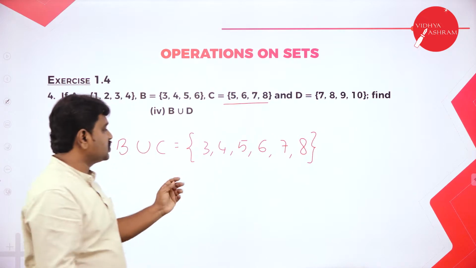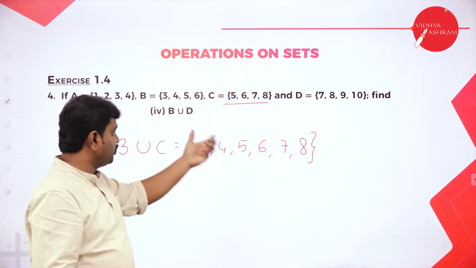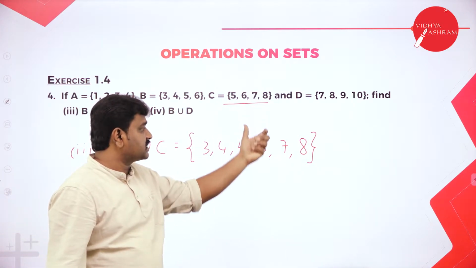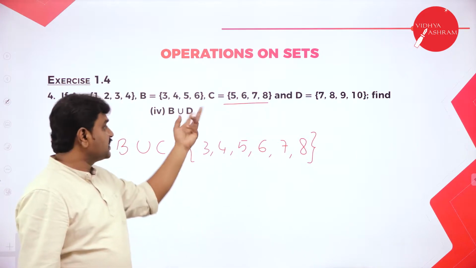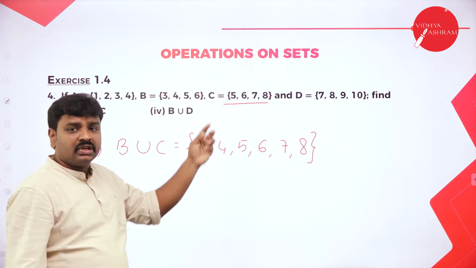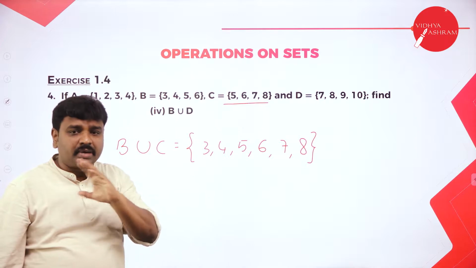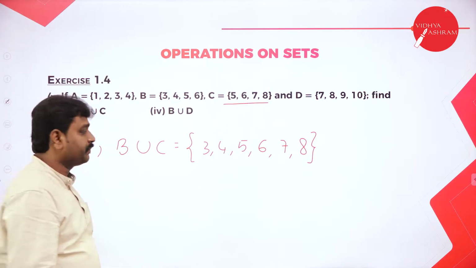So B union C is what? 3, 4, 5, 6, the elements of B, and 5, 6, 7, 8, the elements of C. So 5, 6 is present in both. If elements are common, you should not repeat them. You should write them only once.